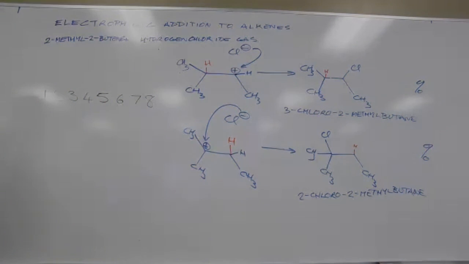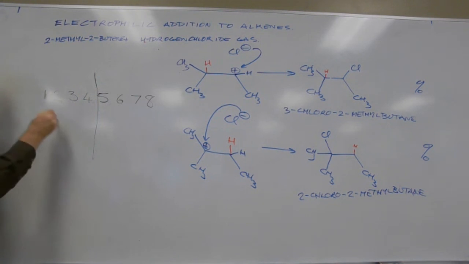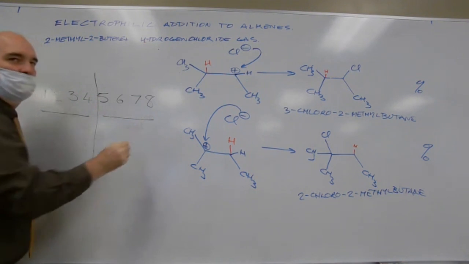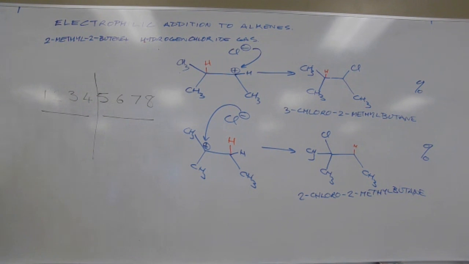8 groups on the periodic table. Carbon's in group 4. These 4 groups are on the left of the periodic table. Those 4 groups are on the right of the periodic table. Carbon is on the left. Carbon is on the left of the periodic table.